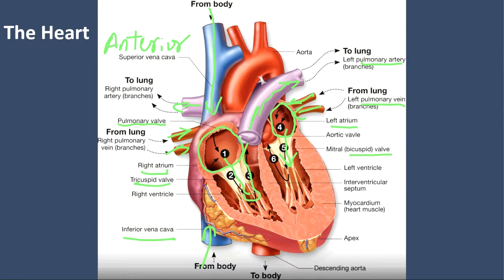Through the bicuspid valve into the left ventricle, which is, by the way, the stronger, more muscular side of the ventricles. Now, why is that important? Why would it have a thicker muscle to pump the blood out? Because this is the blood that has to travel throughout the rest of the body. So it has to be strong enough to push the blood to the entire body.